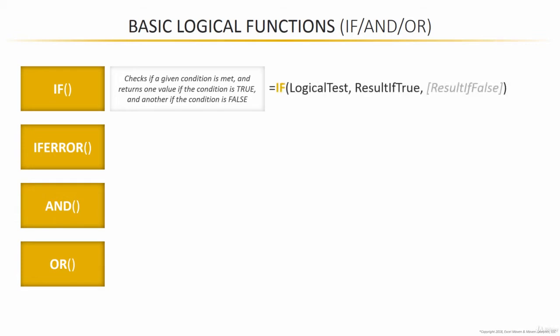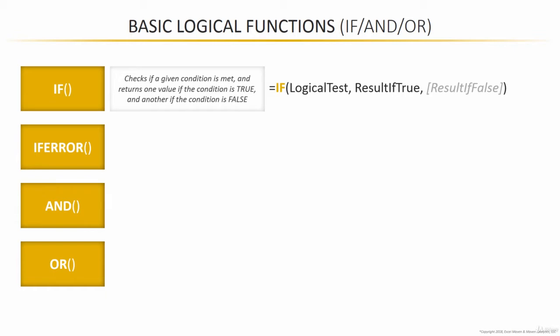There are 3 arguments, starting with the logical test. This is any Boolean test, meaning anything that results in a true or a false. It could be text-based, like country equals USA, or it could be numerical, like weekday equals 1, or retail price is greater than 10. All of those are valid logical tests because they all evaluate to either a true or a false.